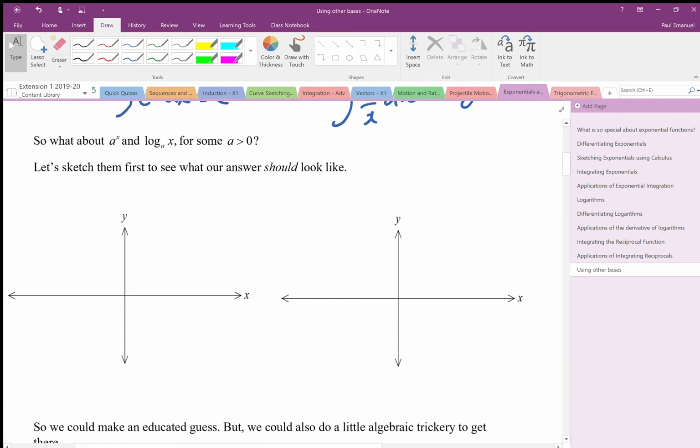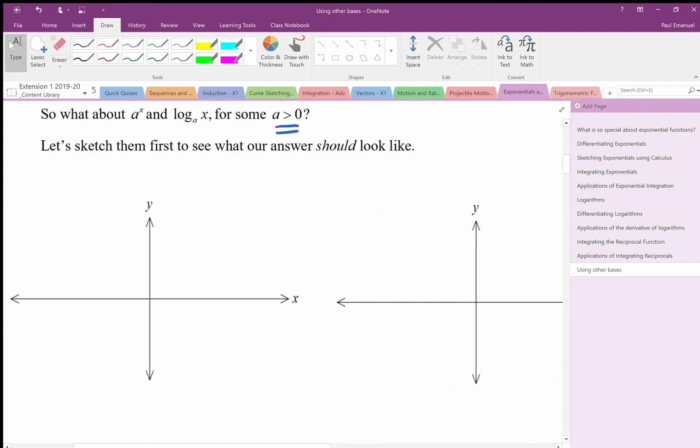So let's think about what if instead of e we used a for some other letter a. A must be positive, it doesn't make sense otherwise. So a to the x, what does that look like? Well, it just looks like that, right? That's still 1. Sorry, wrong one. Yeah, it looks like that. Okay, that's still 1. But the only difference really is that when x equals 1, we now have y equals a, whereas before we would have had y equals e.